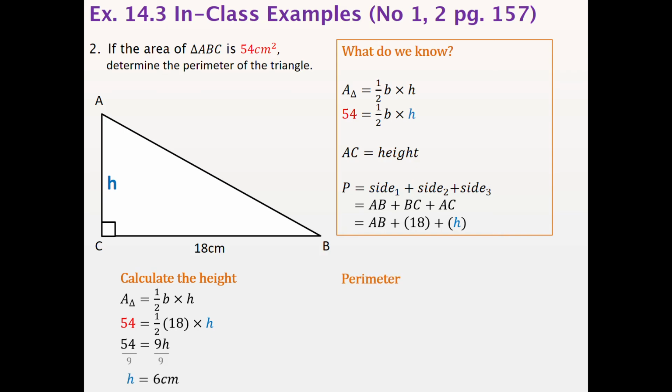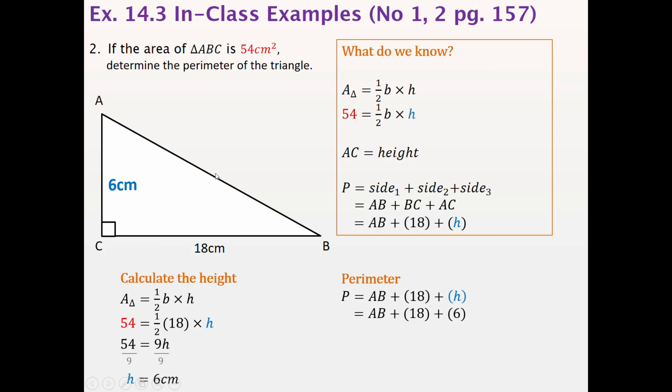Alright, now I need to calculate my perimeter. Okay, so my perimeter, which I've said here, is equal to AB plus 18, which I've got, plus my height. So I can substitute my height now as 6, because I've worked that out. Right, then I still need to work out what AB is. Okay, so I'm calculating this length here. How do I work that out? Right, I use Pythag, because AB is a hypotenuse, it's opposite my right angle.